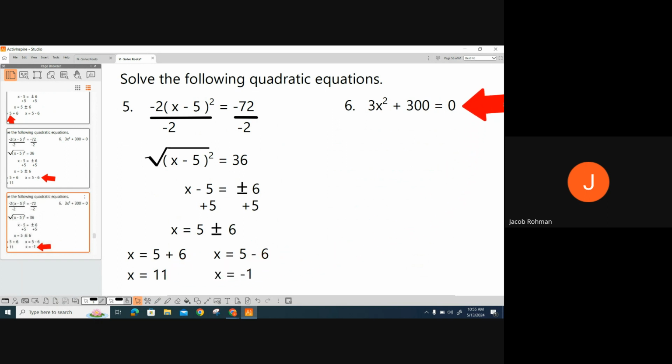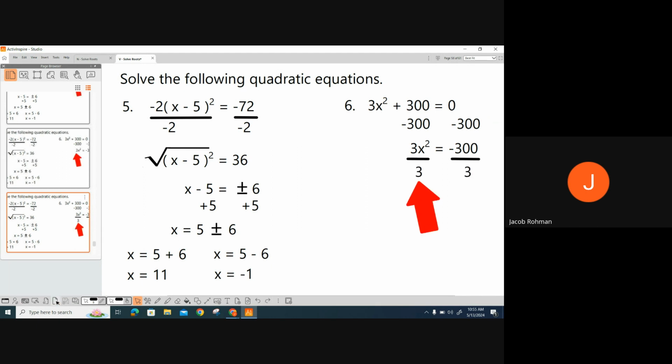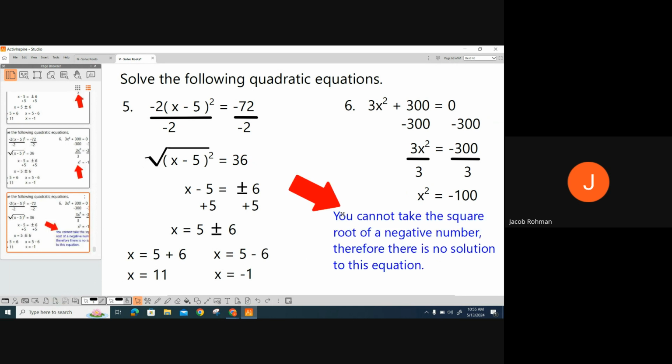Then in example 6, to start solving this equation, we're going to subtract 300 from both sides. That's going to give me 3x squared is equal to negative 300. Next, I'm going to divide by 3 on both sides, which is going to give me x squared equals negative 100. And then to undo the squaring, I'm going to square root both sides. But remember, the square root of a negative is no solution. So you cannot take the square root of a negative number. Therefore, there is no solution to this equation.